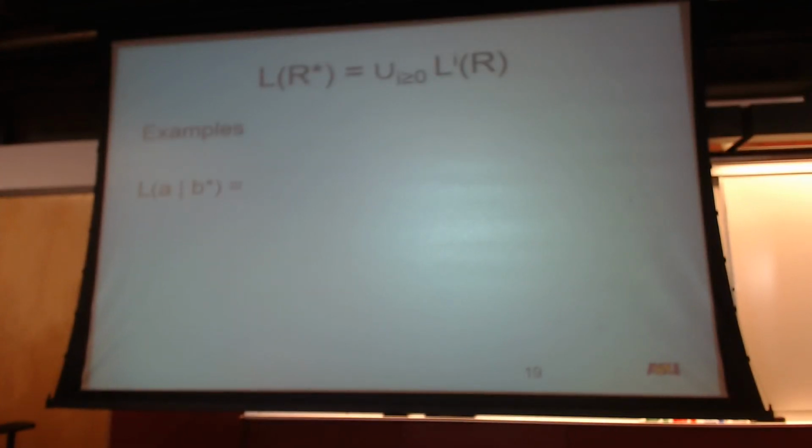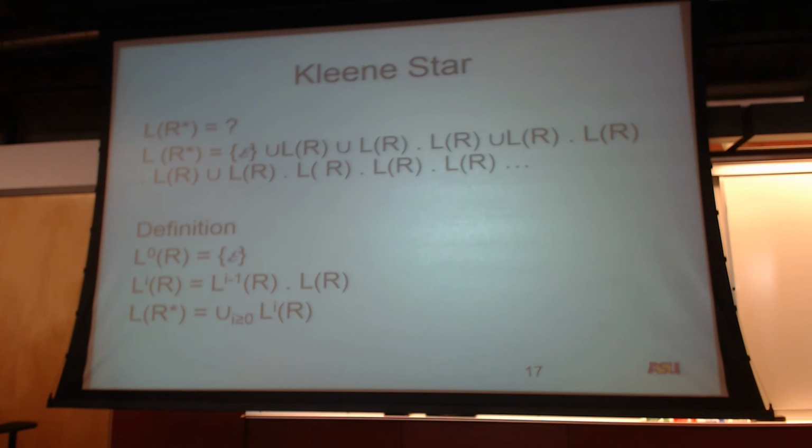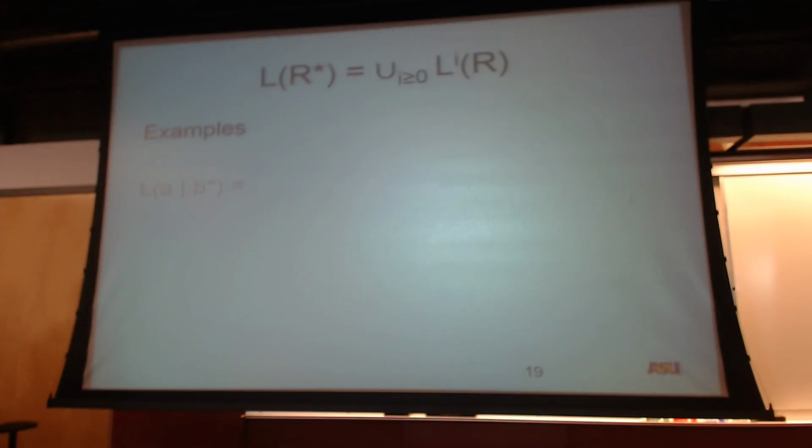So let's see an example. So we want to do L of A bar B star. How will we divide this? Give us the definition of i. So i doesn't need to be in a situation, i just has to be an integer. Yes, i is an integer. Any other doubts? We'll see an example, it will make it more clear.